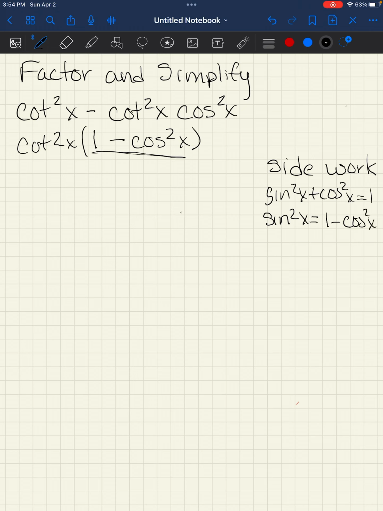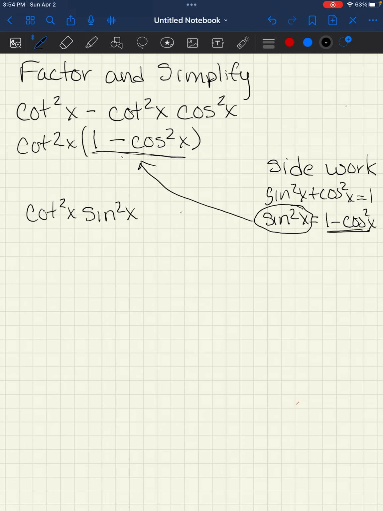Okay, and I notice the right-hand side exactly matches my second term. So I'm going to replace the second term by the sine squared x, since they're both equal. So I'm going to have cotangent squared x times sine squared x.